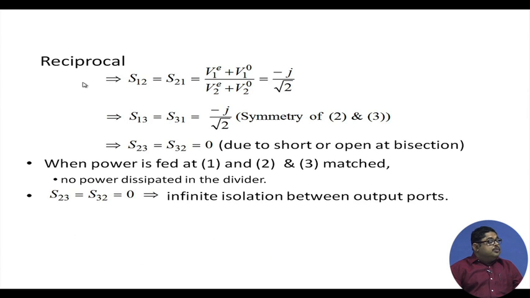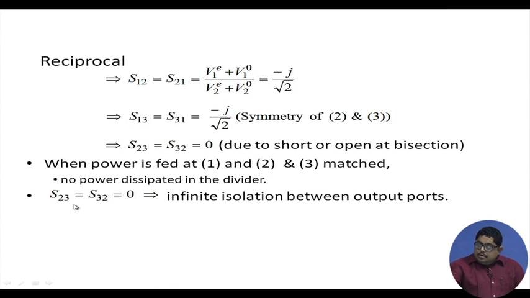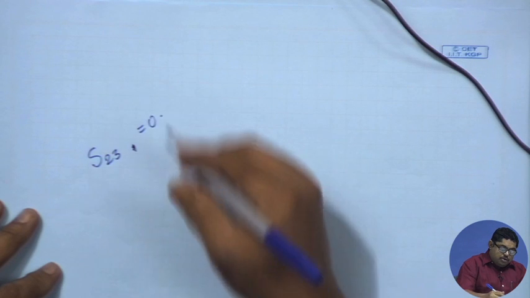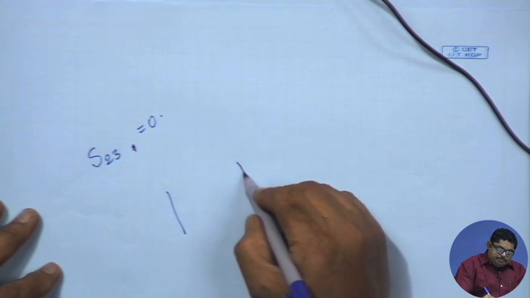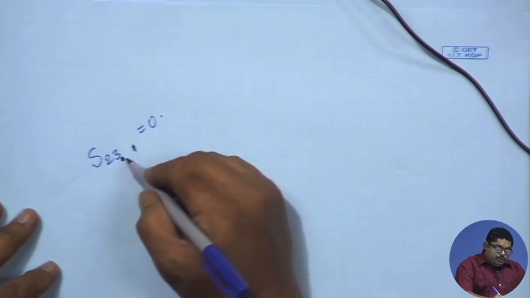So, we got this thing that it is reciprocal when power is fed at port 2. We calculated S23 and S32, and they turned out to be 0. Sorry, we finally proved that S23 is 0. What is S23? That means I am feeding power at port 3, I am getting at port 2, there is nothing.